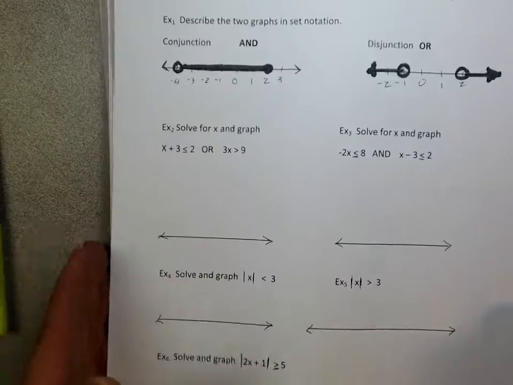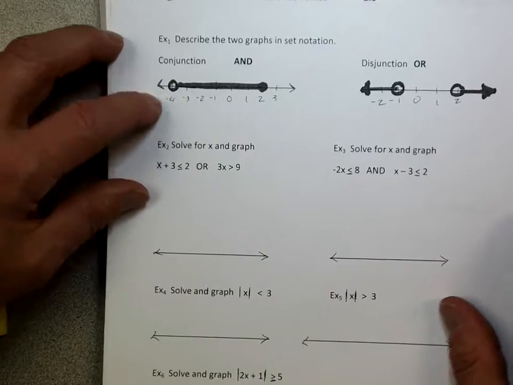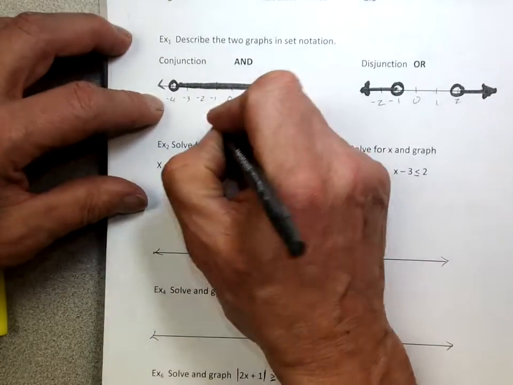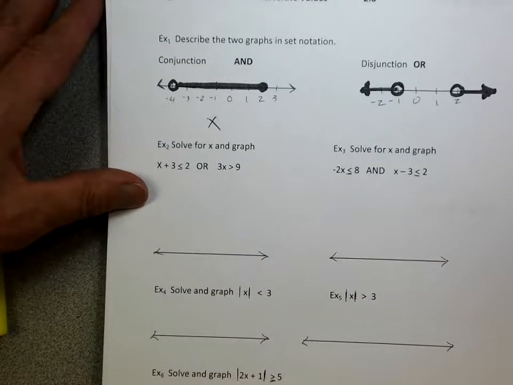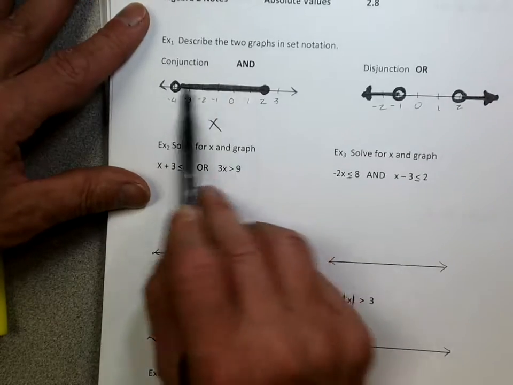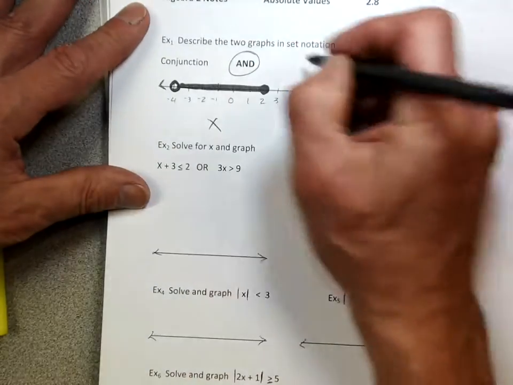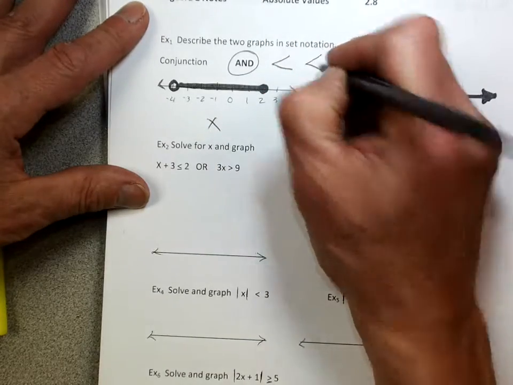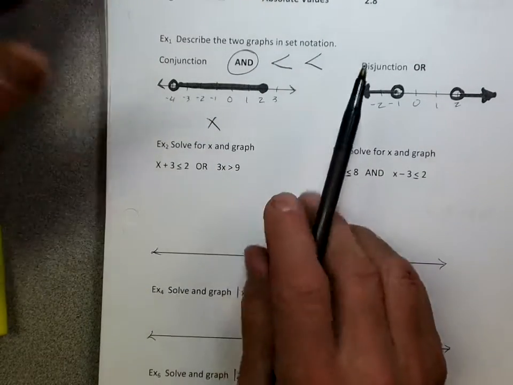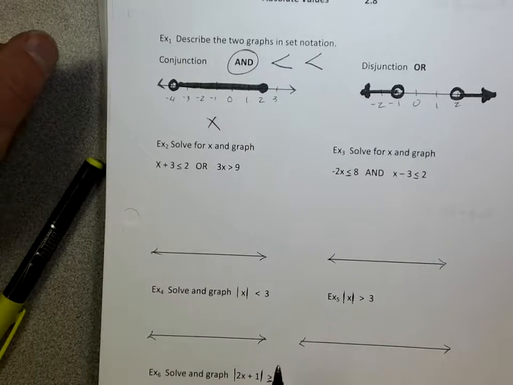So, describe the two graphs in set notation. So what we're going to do is this. Put x in the middle, okay? Put x right in the middle. So we want to describe everything that's going on. Now, if they are in between, it's an and statement. I make both inequality signs point to the left.